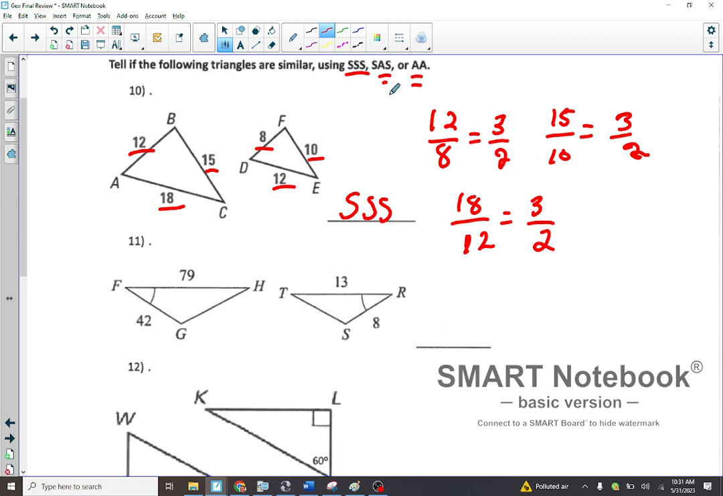So on a multiple choice question, you'll have option A, side, side, side, option B, side, angle, side, option C, angle, angle, and option D would be not similar. So you got to be not same, but proportional. There's another one that's the same. That's the next test.